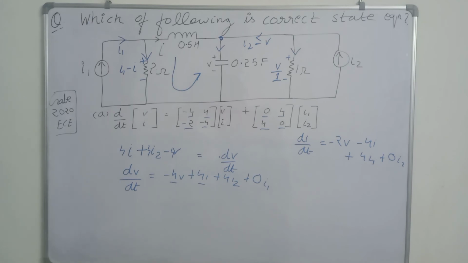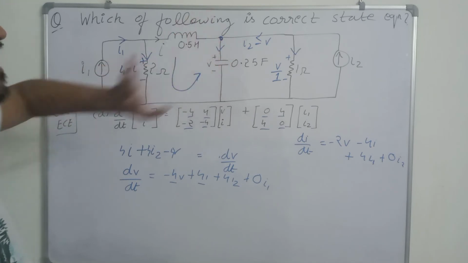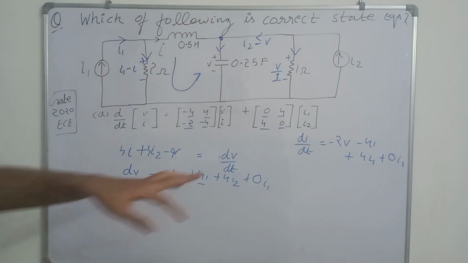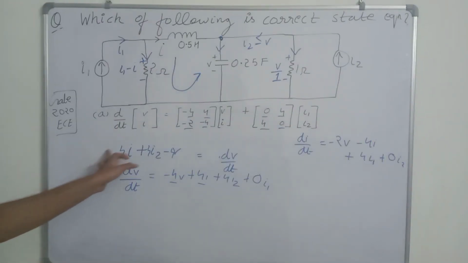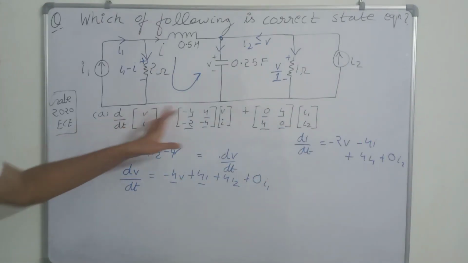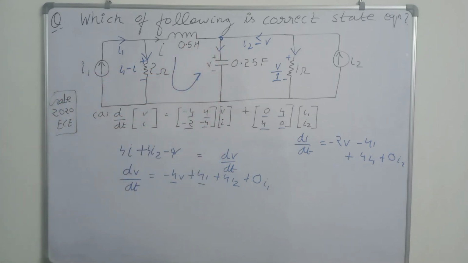This was a very easy question. Just remember that for the inductor current apply KVL and for the capacitor voltage apply KCL. When we applied KVL, we got di by dt, the inductor current, and when we applied KCL, we got dV by dt, the capacitor voltage. In this way we can solve the state variable representation for this network. It was a very easy question, but a very good conceptual question.